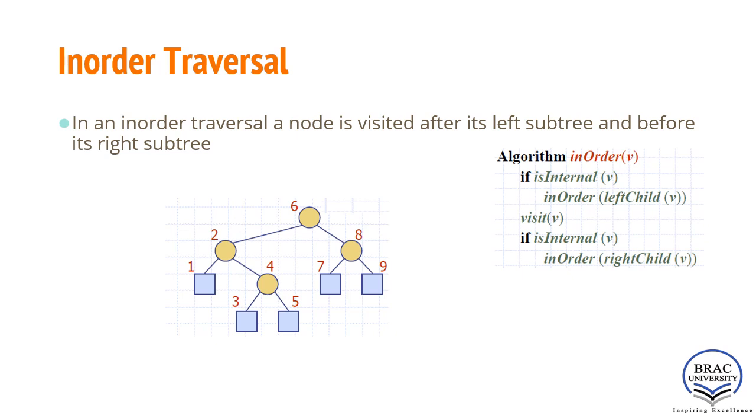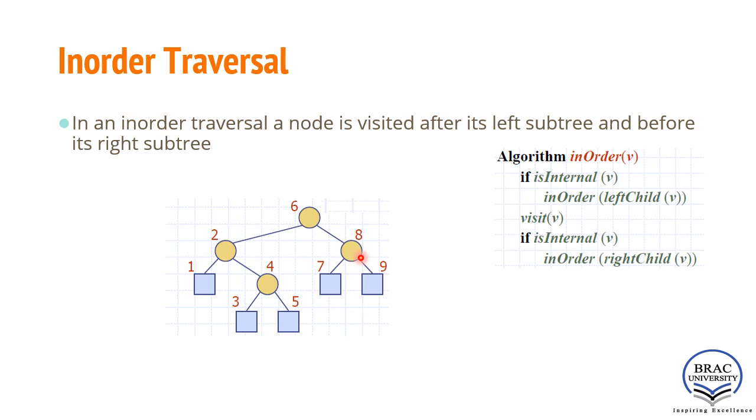After all the recursive calls of in-order for the left child tree are done, then you must visit the root node, and after that you need to visit the right subtree or right child. So for example, here is a tree data structure where this is the root node, this one is the left subtree, and this one is the right subtree.